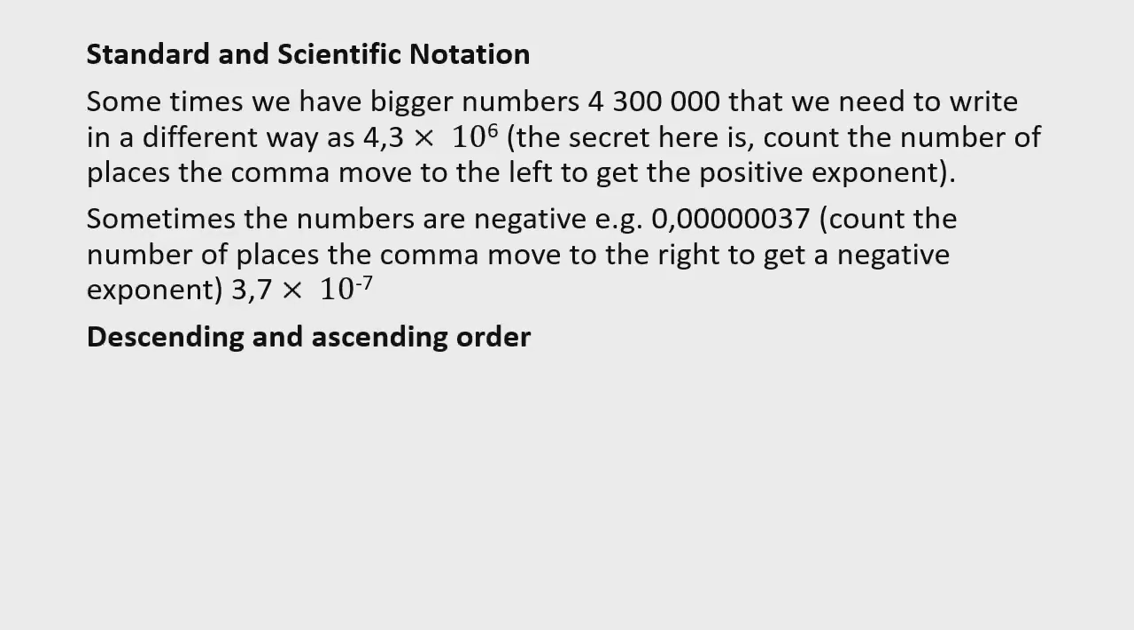So it becomes 3.7 times 10 to the power negative 7. Now, descending and ascending order. If we have to look at descending and ascending order, we just have to know that when we are talking about ascending order or descending order, we are talking about increasing in value.